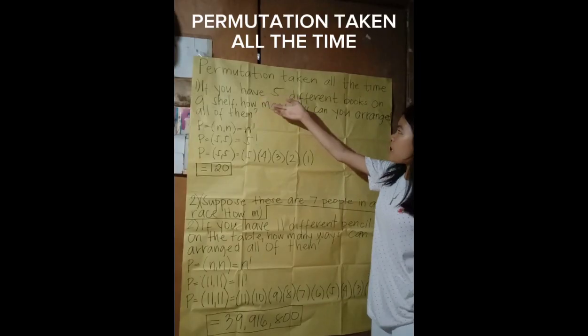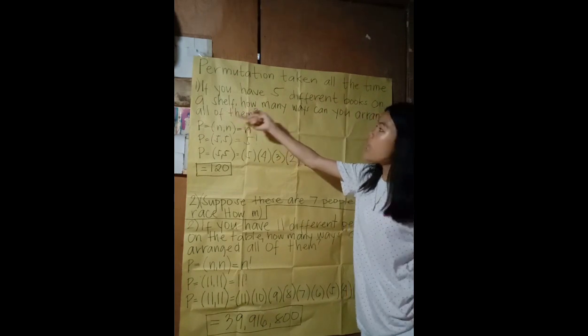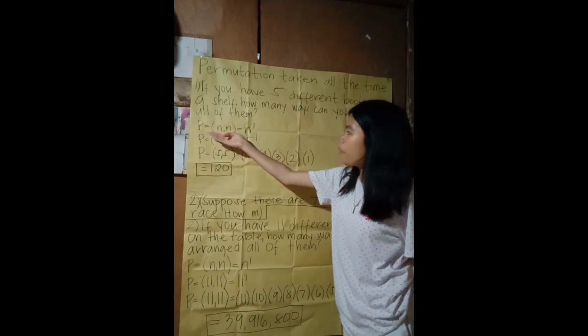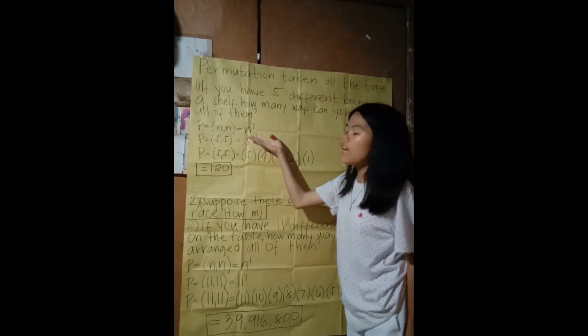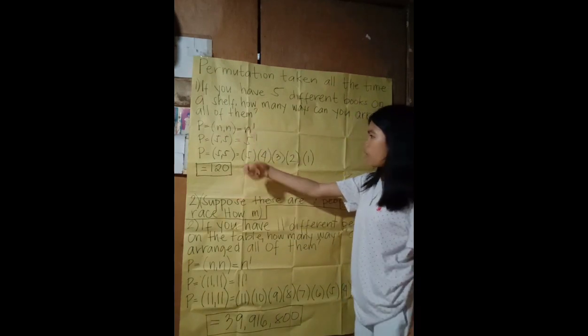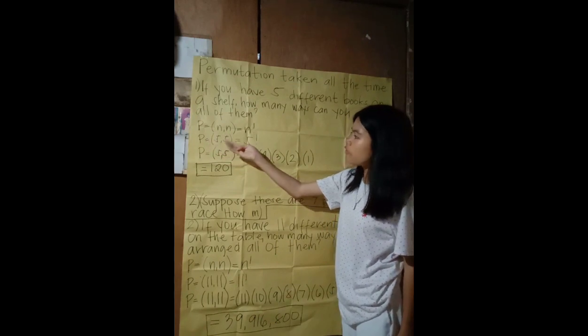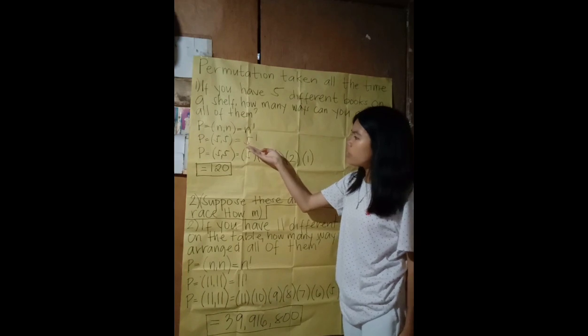I'm going to discuss permutation taken all the time. Problem number 1. If you have 5 different books on a shelf, how many ways can you arrange all of them? P(n, n) equals n factorial. So, P(5, 5) is equal to 5 factorial.